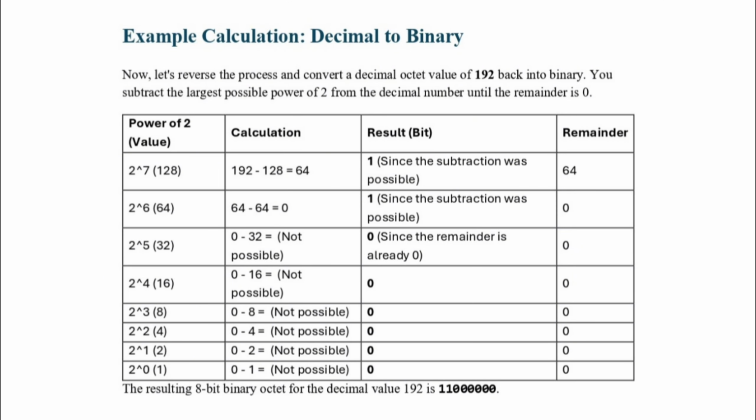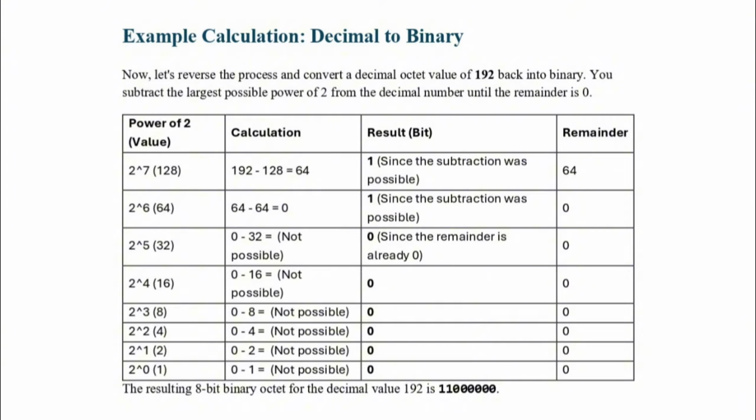Now let's understand how to convert a decimal octet into binary. For this we have to reverse the process. Let's take an example octet value of 192 and convert it into binary. For this we mention, as usual, the 2 power 7 until 2 power 0 values, which is 128, 64, and so on until 1.